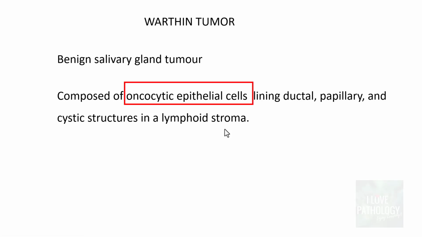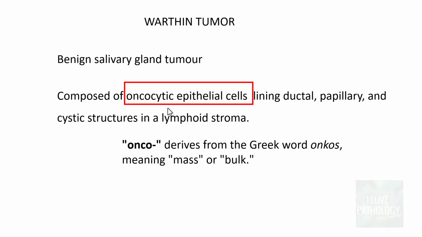Now, you have to concentrate on these two important features in Warthin tumor, that is, presence of oncocytic epithelial cells. Now, what do you mean by oncocytes? Because for most of us, onco is synonymous with cancer, right? For example, oncology is the study of cancer, right? Onco means cancer, but this is not a cancerous cell because onco was derived from the Greek word onkos, which means mass or bulk.